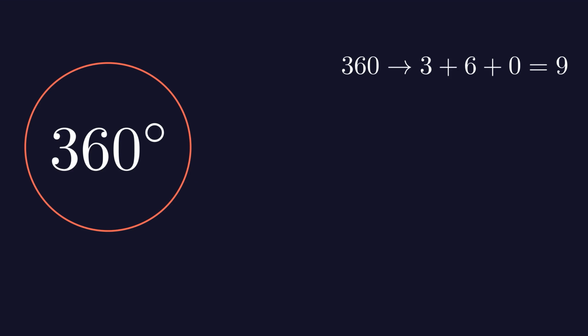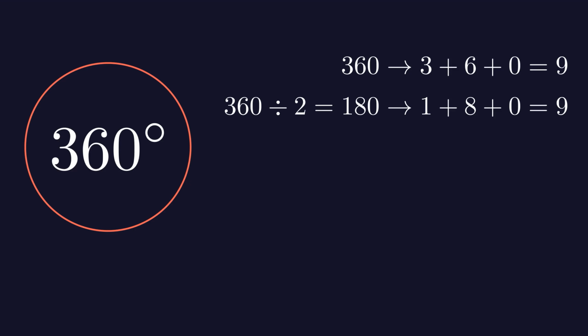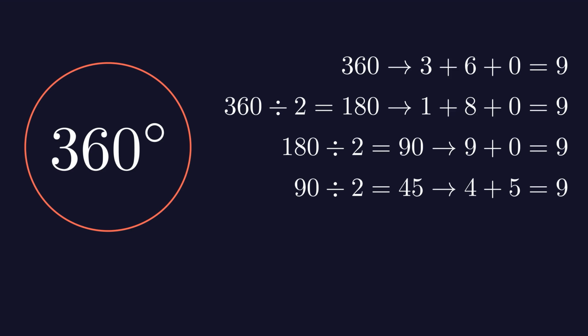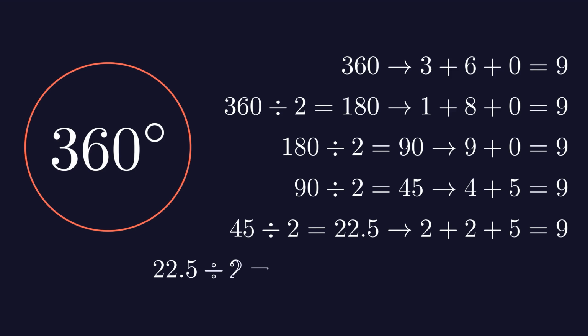There are 360 degrees in a circle. The sum of digits of 360 is 9. If we divide it by 2, we get 180, which also has a sum of digits equal to 9. We can divide it again by 2, and the sum of digits is also equal to 9. We can do it again, and once more.